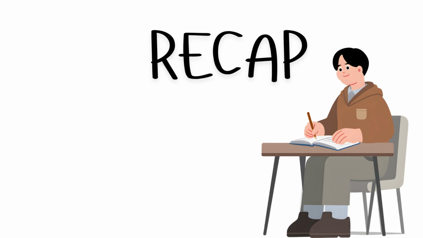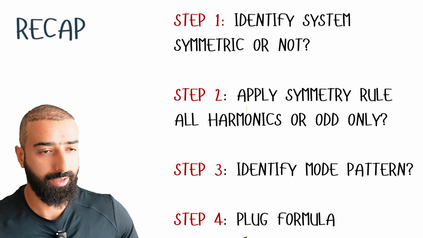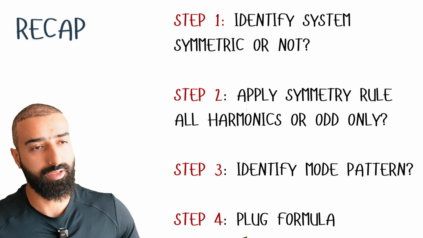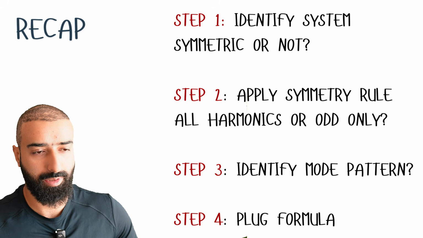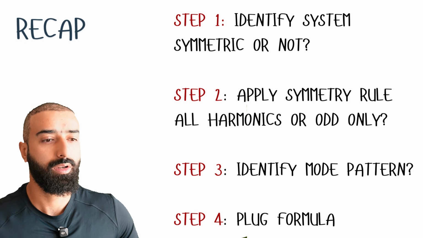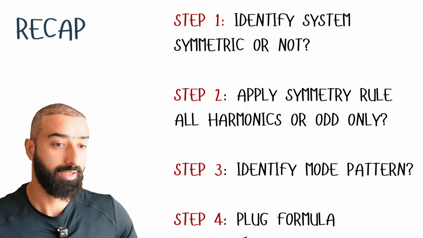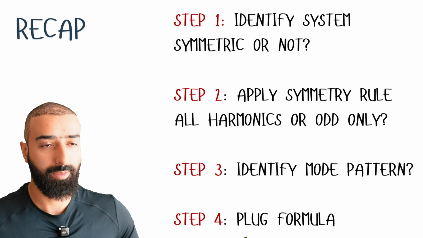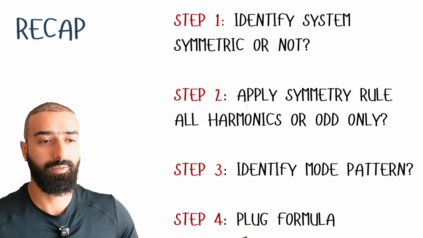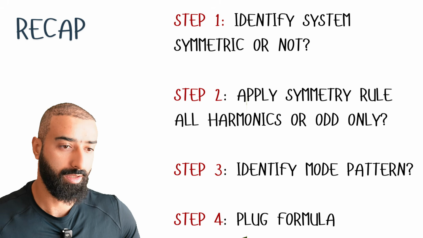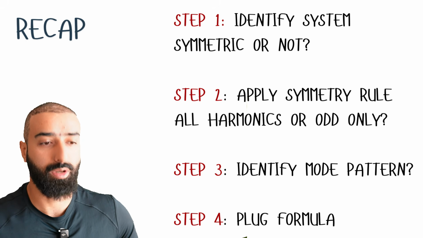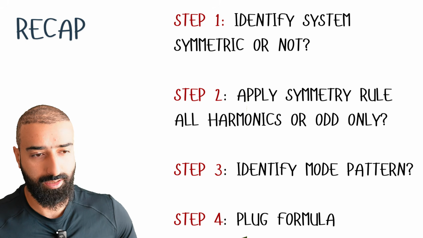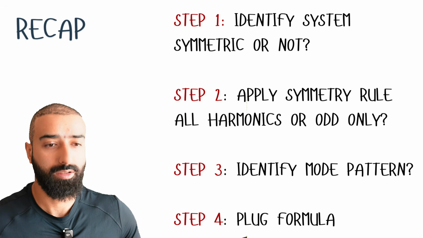A quick recap before we move forward. Step 1: identify if your system is symmetric or not. Step 2: apply the symmetry rule. If it's a symmetric system, all harmonics will be present. If it's a non-symmetric system, only the odd harmonics will be present. Step 3: identify the mode pattern. If it's a symmetric system vibrating in the fundamental frequency, half a wavelength will be present in the system. If it's a non-symmetric system, you'll have a quarter of a wavelength in the fundamental frequency. Step 4: use the formulas that we discussed for the symmetric and non-symmetric cases to solve the problem.